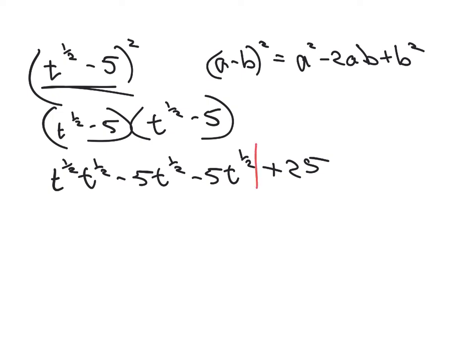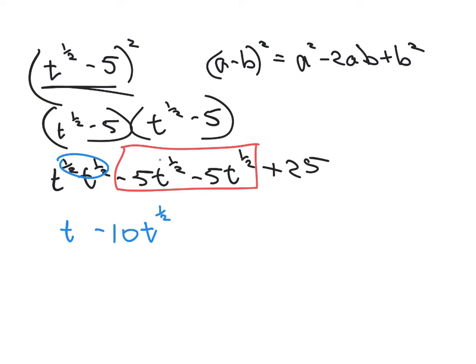Okay, so when I do that, I can combine these because they have the same variable with the same exponent. So I'm going to add these together. 2 over 2 is 1, so that ends up just being t. This ends up being negative 10t to the 1/2. Again, we don't do anything with our t to the 1/2 because we're subtracting terms.